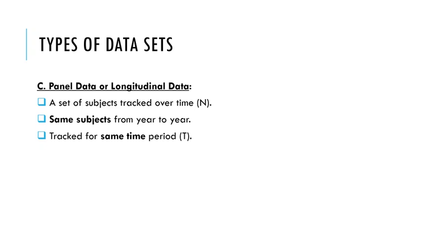So that gives us N subjects over T periods of time. If I multiply those together, N subjects multiplied by T years, or whatever periods of time, months, quarters, I get a data set that's pretty large, right? N multiplied by T, that's going to be the number of observations. And so a panel data set can be quite sizable.